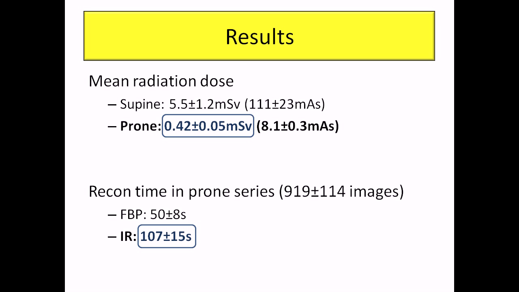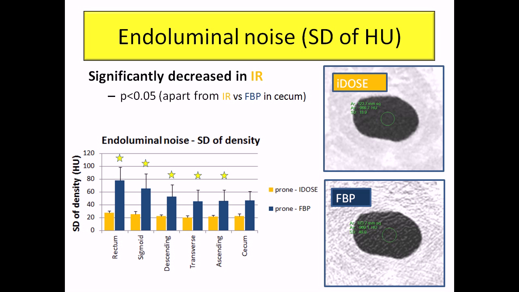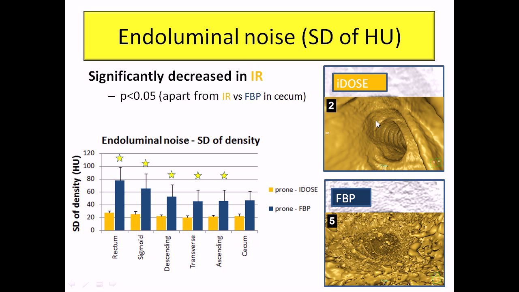In the prone position, the radiation dose was 0.42, just 0.42. And the reconstruction times were very favorable, especially in this clinical setting. And as may be expected, there was significantly decreased endoluminal noise in iterative reconstruction images, as you may see on the right hand side, which easily translates into endoluminal images like this.